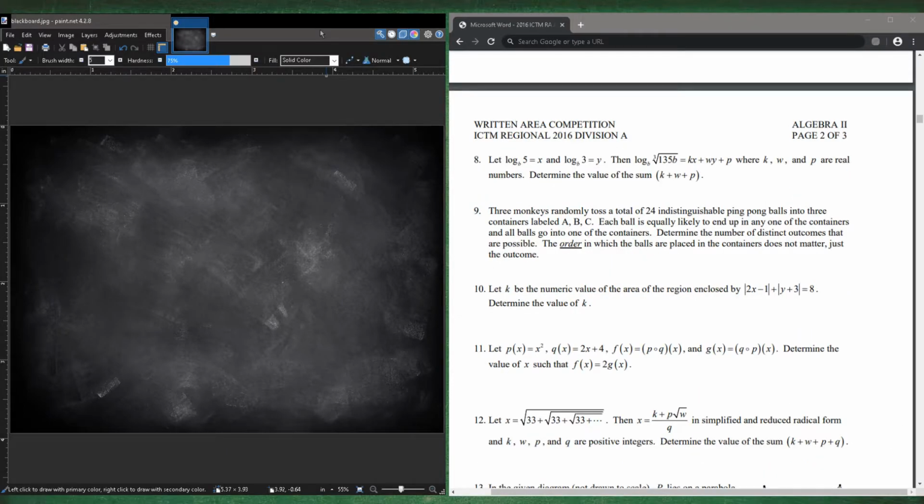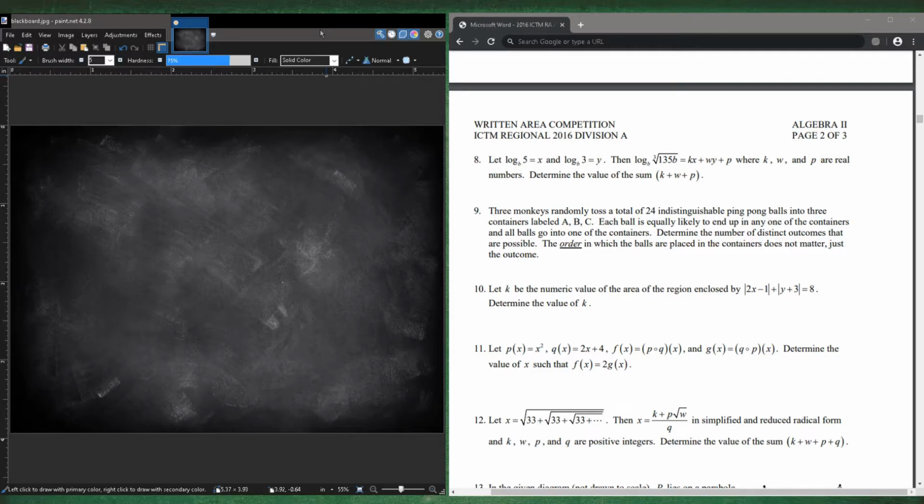Okay, question 9. 3 monkeys randomly toss a total of 24 indistinguishable ping pong balls into 3 containers A, B, C. Each ball is equally likely to end up in one of these containers, and all balls go into one of these containers. Determine the number of distinct outcomes that are possible. The order in which the balls go in the container doesn't matter, just the outcome, right?